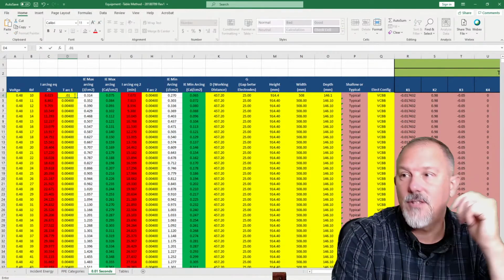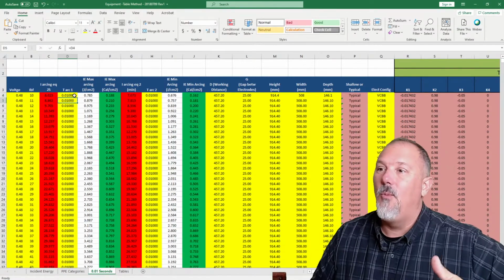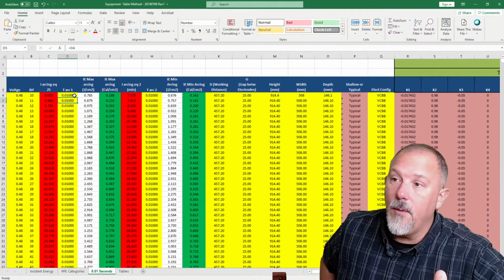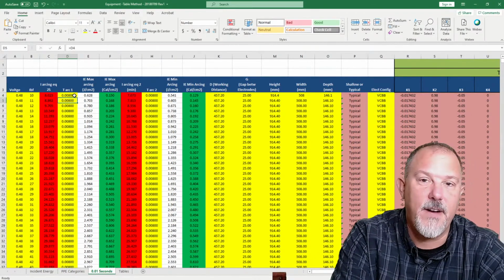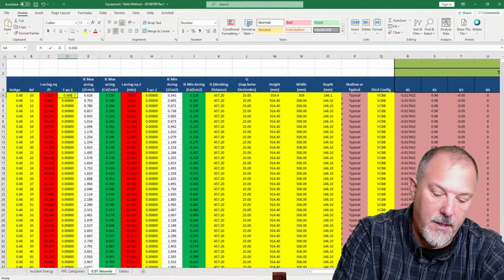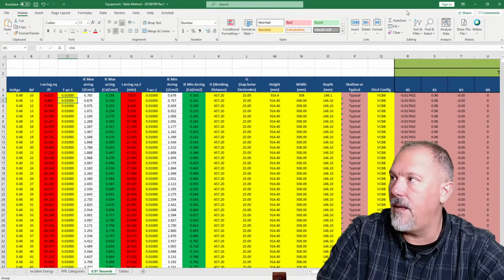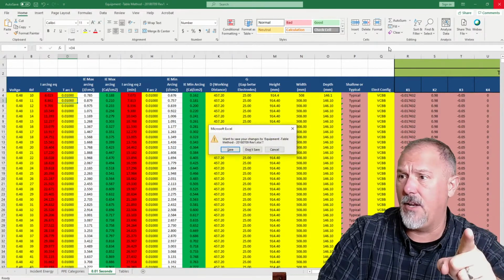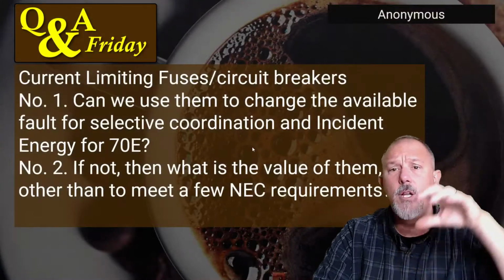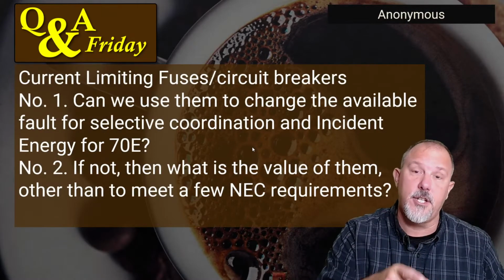Now, here's the issue. You might be sitting there going, whoopee ding ding, Tom. You went from 0.188 to 0.15. You're still nothing. But I'll tell you what, it means something to this guy and anybody who's standing in front of that arc. So I can reduce. Now, selective coordination.